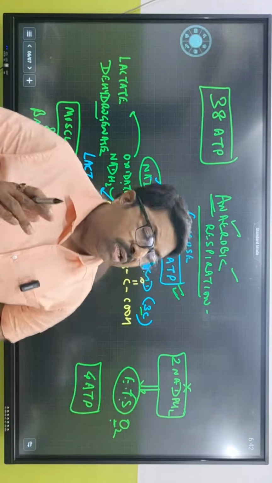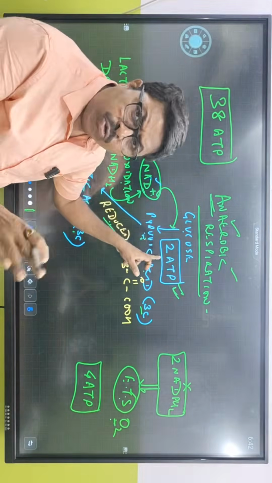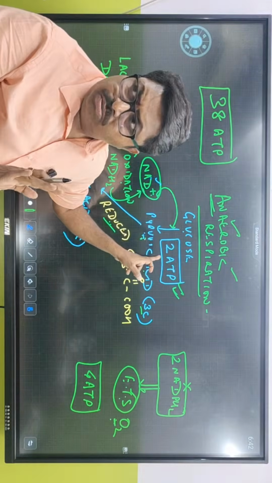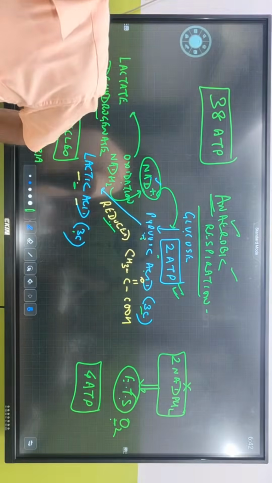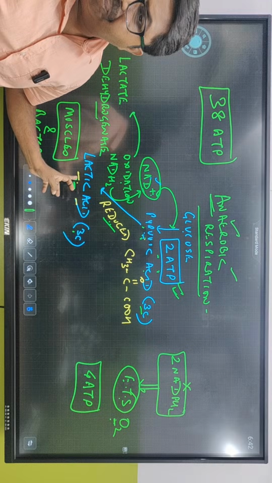The reason is glucose is going to give rise to pyruvic acid, and for that 2 ATP is going to get formed. 4 minus 2: 4 ATP being formed directly by substrate level phosphorylation, minus 2 ATP which is being consumed. So 2 ATP is the net gain. But this pyruvic acid is going to change into lactic acid.